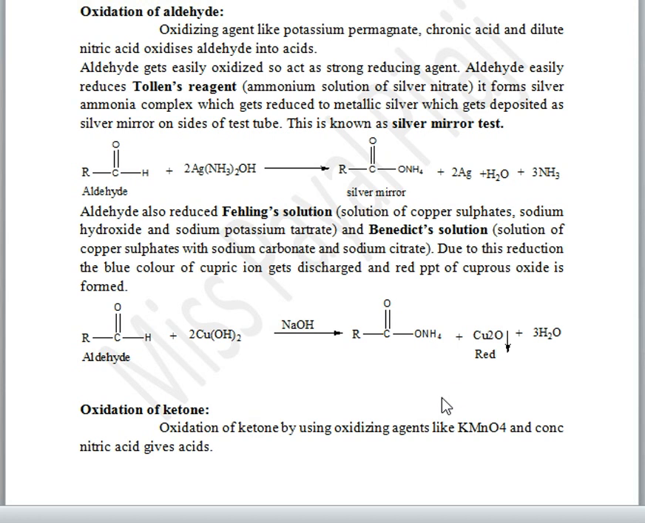The aldehyde easily reduces Tollens reagent, forming the silver ammonium complex which gets reduced to metallic silver, which gets deposited as a silver mirror on the side of the test tube. So it is known as the silver mirror test. When the aldehyde reacts with Tollens reagent, it gives the silver mirror test.